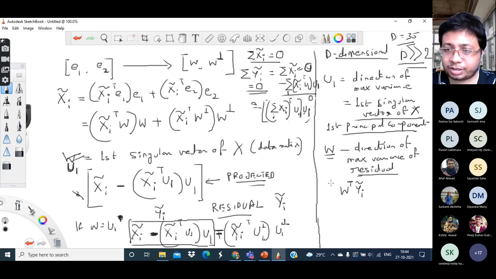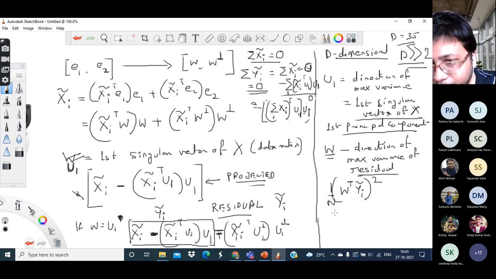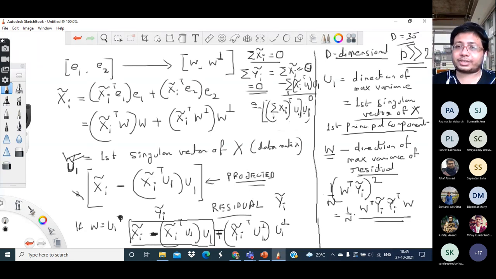That significantly simplifies the calculations here for us. I am just interested in the variance, which, as you know, is the mean of squares minus the square of the mean. But the mean is equal to 0. So I am focusing only on the mean of squares. And what is this equal to? This is equal to 1 by n times the sum of W transpose yi tilde, yi tilde transpose times W. Almost exactly the same as what we had got last time.